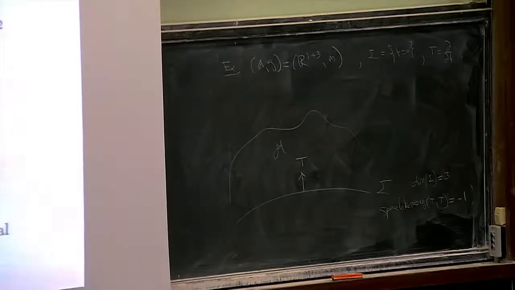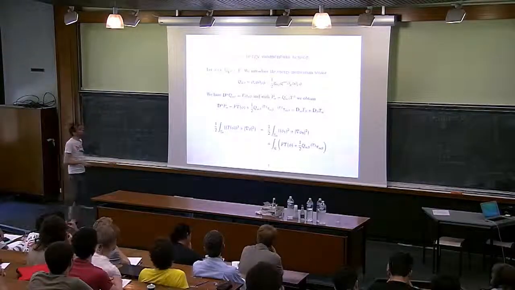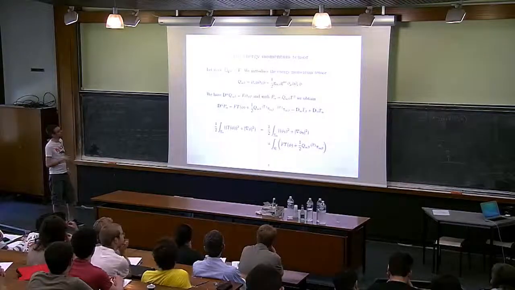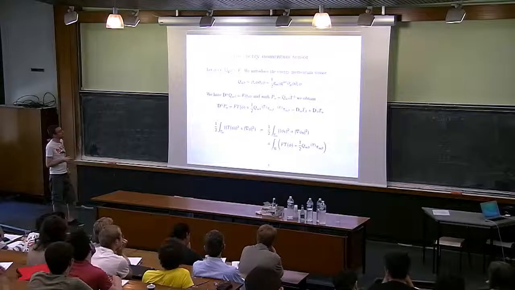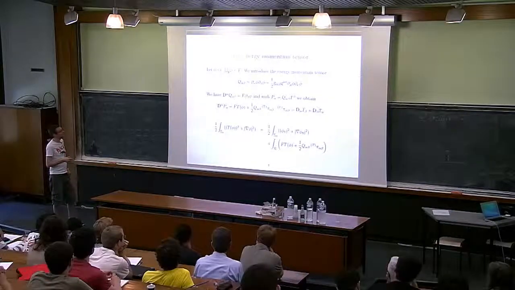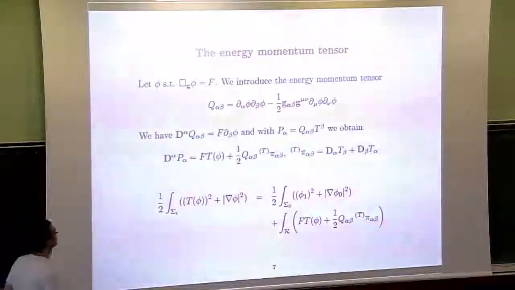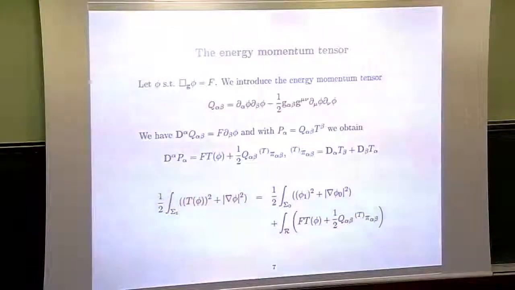Okay, so you want to run the energy method for this problem. So let me review the energy momentum tensor. So you take phi such that the d'Alembertian of g of phi is f. So here I'm taking a non-trivial right-hand side, that's for future application to the nonlinear problem. As we move to the nonlinear problem, f will be a nonlinearity depending on phi. And you want to run energy estimates for this. So I'm going to exhibit something called the energy momentum tensor associated to the solution phi of this problem.